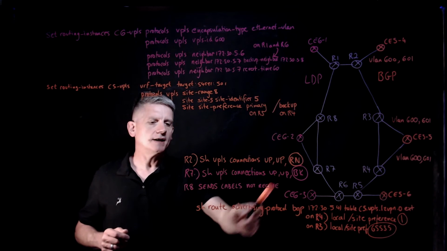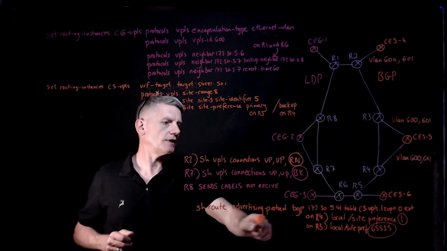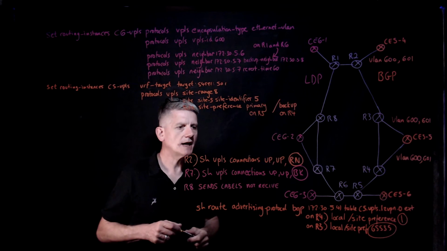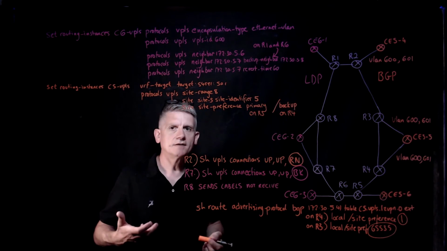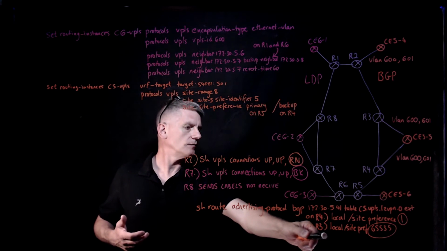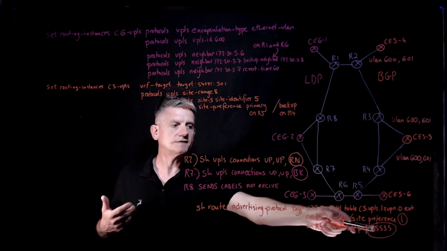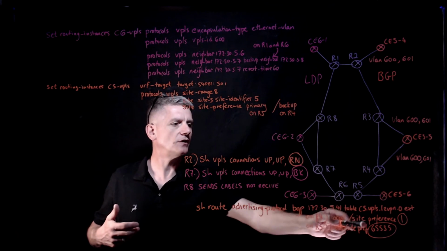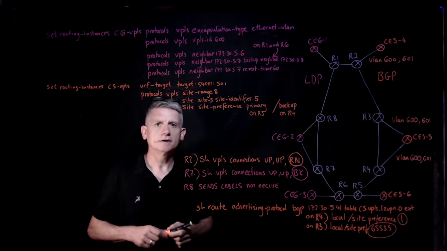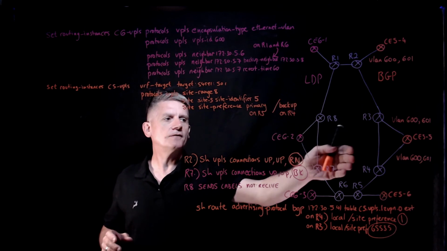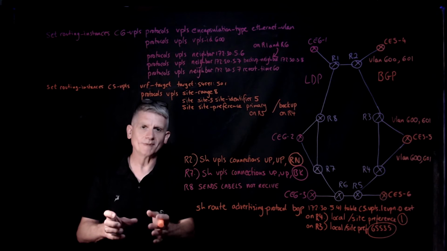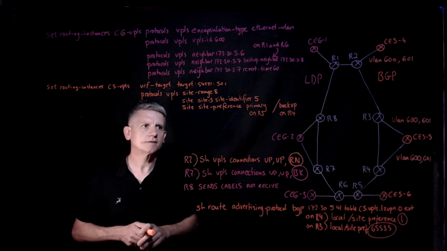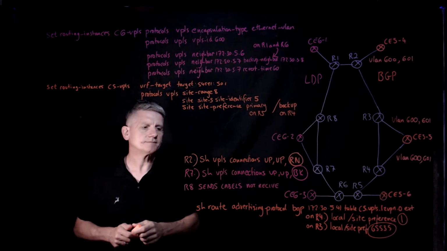If we then did show VPLS connections on, say, router 2, we would see up and RN. And if we then did show route advertising protocol and put in the loopback of the route reflector, and we had a look, we would discover that router 3 was offering a site preference of 65,535, and router 4 was offering a site preference of 1. So in this case, 3 and 4 have been configured as primary or backup, and they're advertising it, which is a really stable way to do it. Let's go back to the LDP.